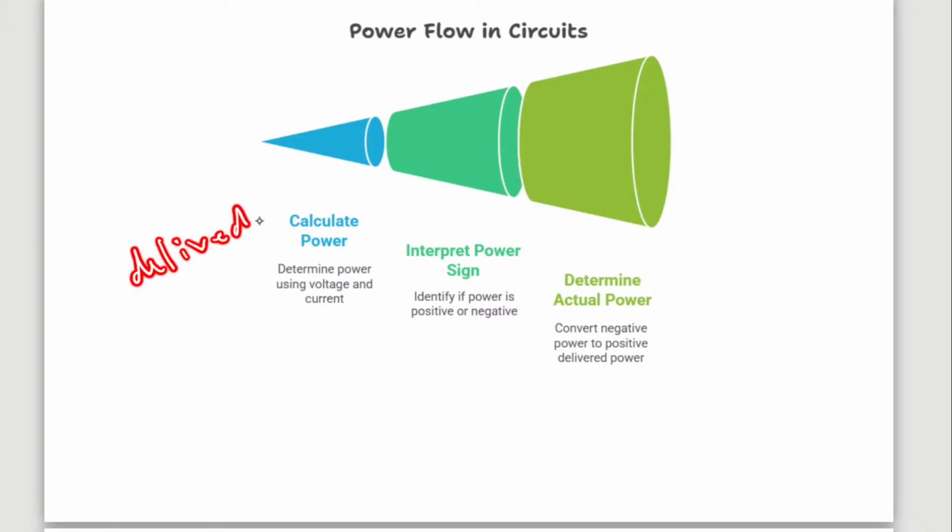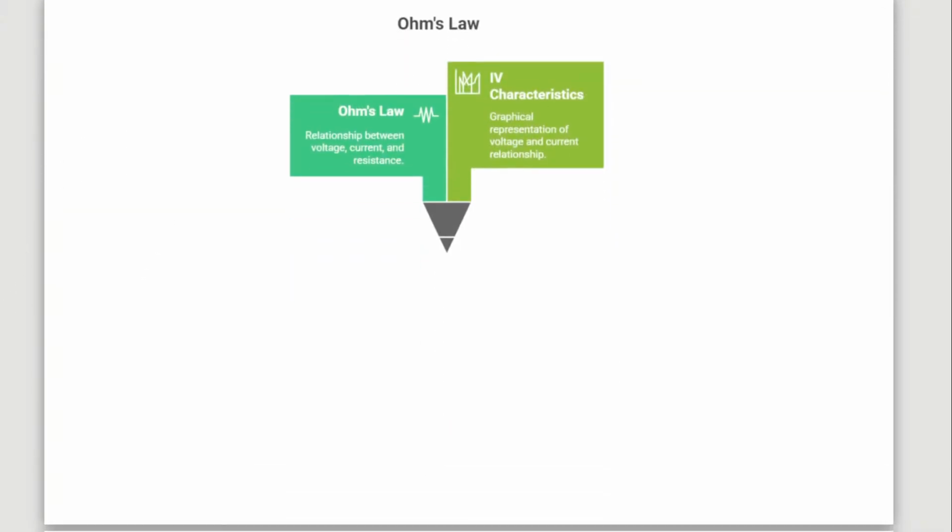Now determine the actual power. Negative power is converted into positive power, in the case of both absorbed and delivered. Negative is converted into positive, and in a similar way delivered is converted into absorbed, or absorbed is converted into delivered, depending upon the sign and whether it is defined as absorbed power or delivered power. I think the power dynamics in circuits is clear for you.